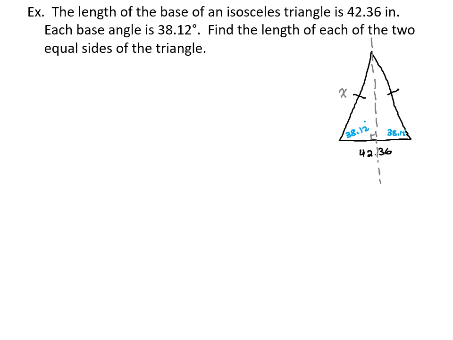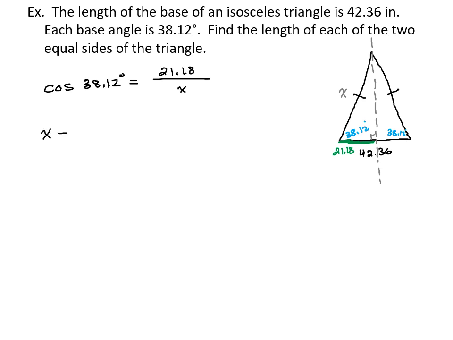So really, this side just right here on the left side would be 21.18. So this would be a situation where I need to do a cosine instead. For the 38.12, the 21.18 is the adjacent side. So I could do that the cosine of the 38.12 would be the adjacent side, 21.18, divided by the hypotenuse, the x in this case.